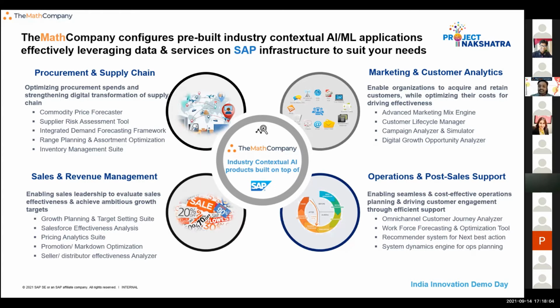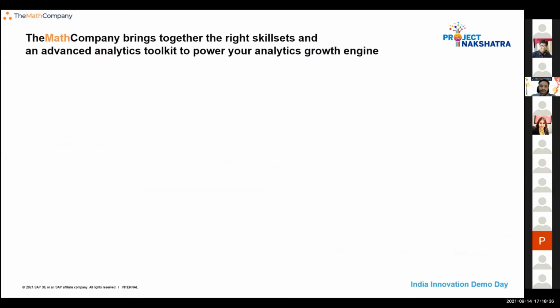So apart from this, there are lots of solutions built in operations and post-sales support as well, which include omni-channel customer journey mapping. This helps us understand the right next recommendation for a customer, and how we can effectively engage with them so that they stay with us for the long run, and we are able to deliver the most value for each of our customers. So I hope this gives a very high-level idea of what we do for some of our customers. Let me quickly cover how we do this for our customers.